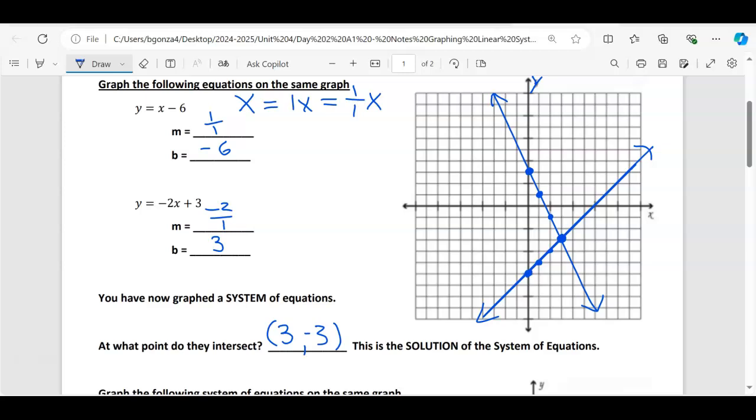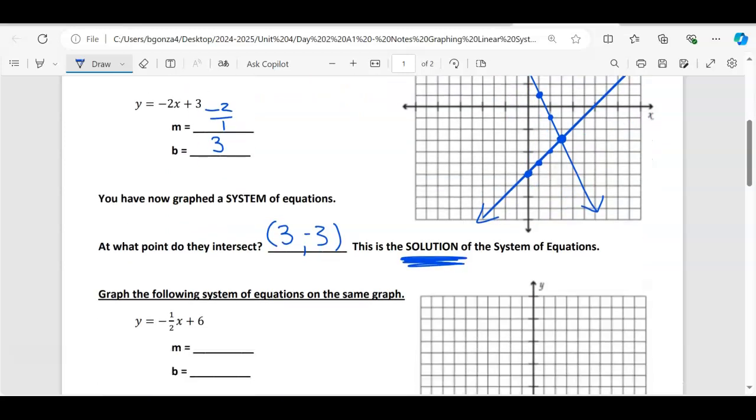X before y, horizontal before vertical. Don't forget which way is negative. Left is negative for the x, down is negative for the y. Okie dokie, that's called the solution. Underline that thing, please.